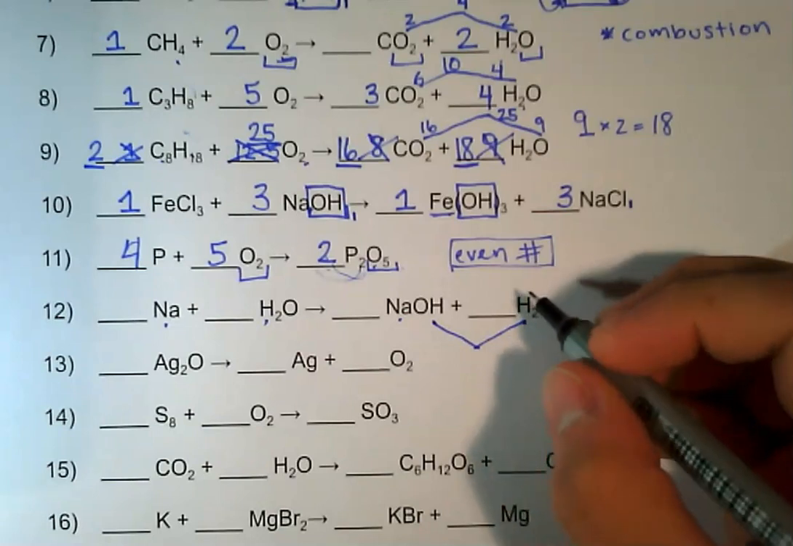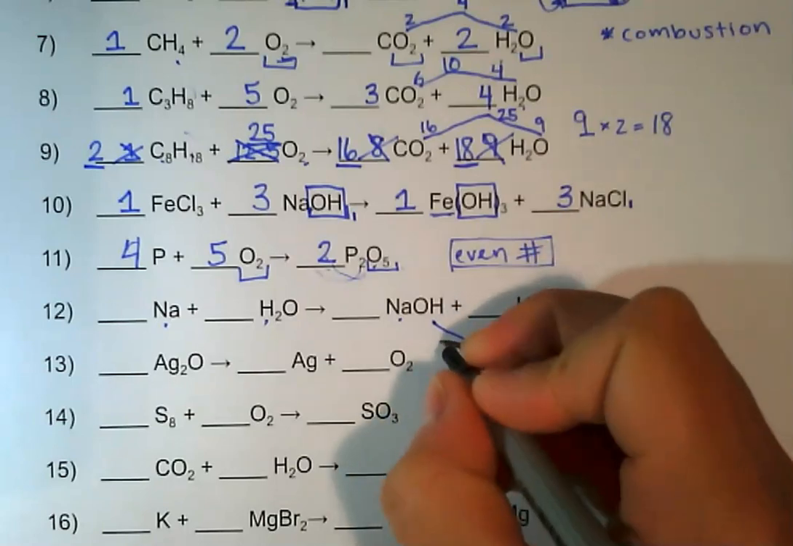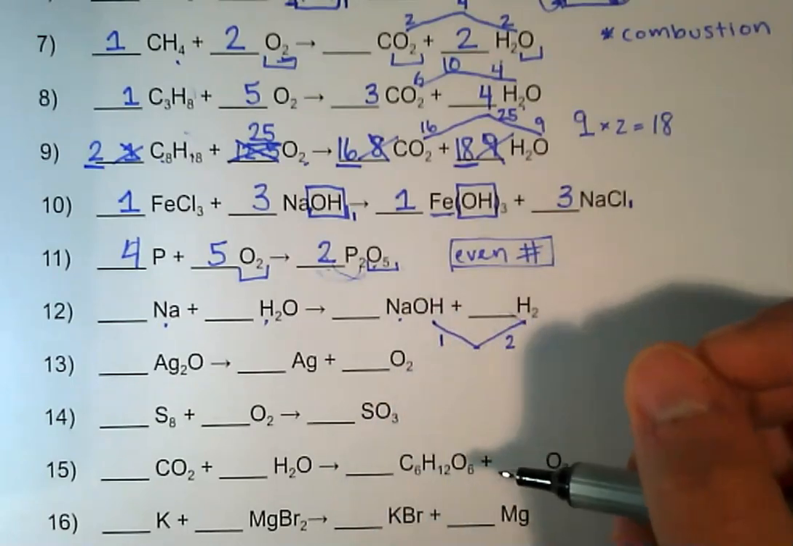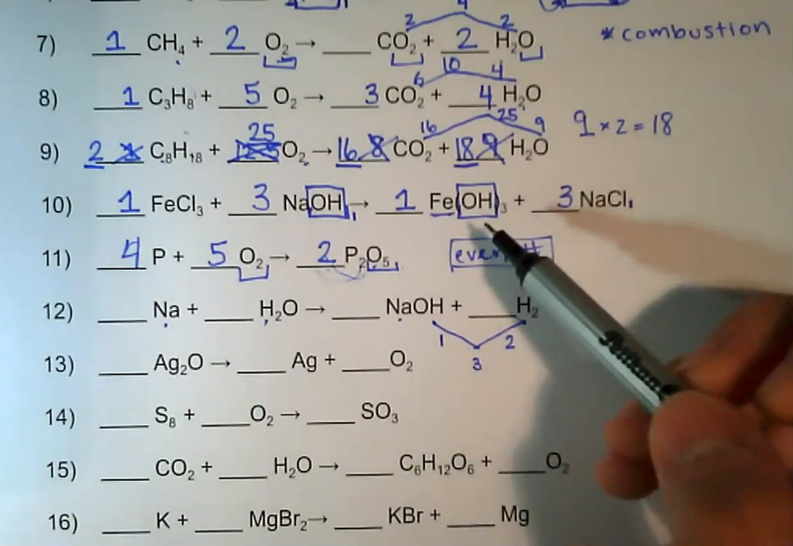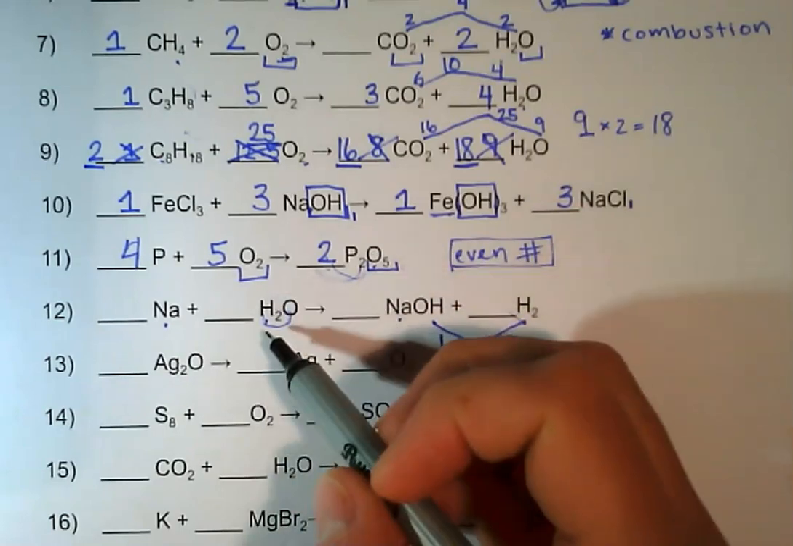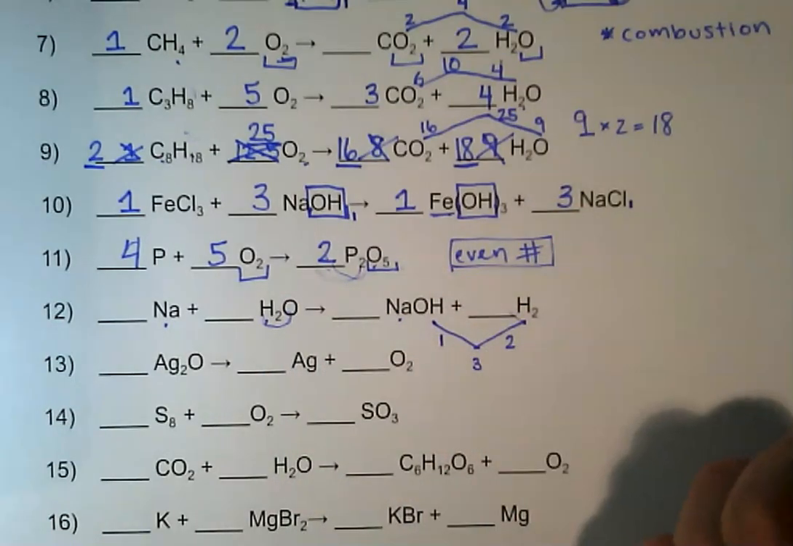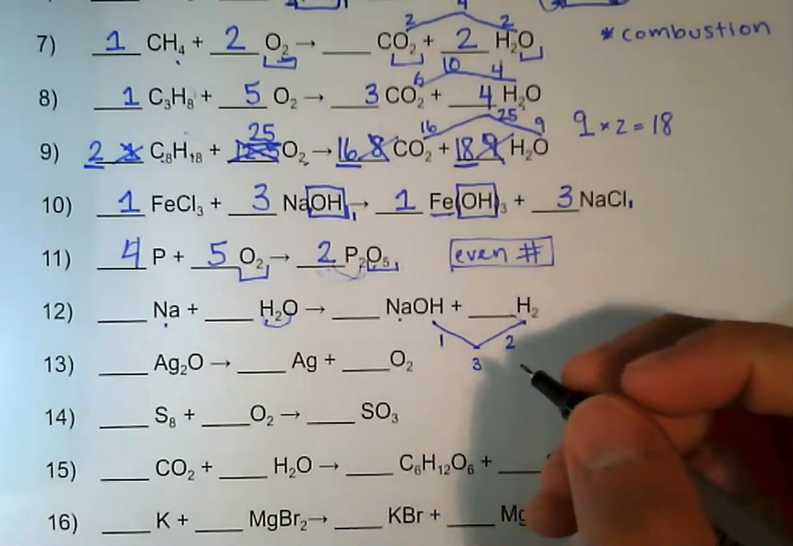Currently, I have 2 hydrogens from the H2 and 1 hydrogen from the NaOH. And so that's a total of 3, which is problematic because I have a 2 over here. So I need to multiply something by 2 to give me 3. Or I need to make there be an even number of hydrogens.